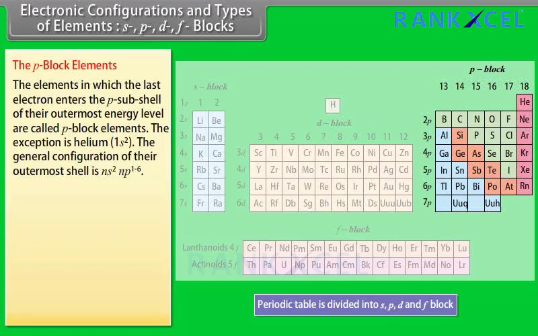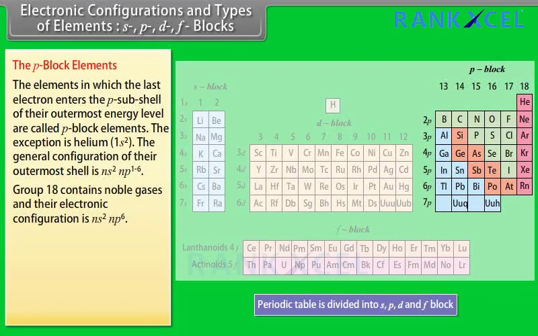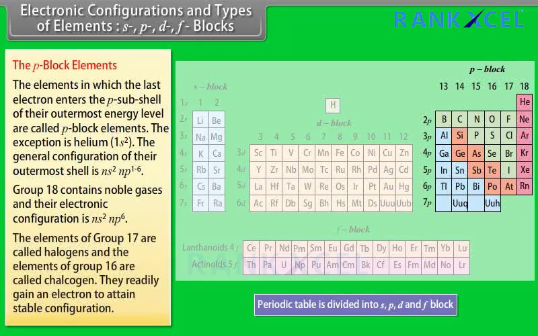The exception is helium. The general configuration of their outermost shell is: Group 18 contains noble gases and their electronic configuration is: the elements of group 17 are called halogens and the elements of group 16 are called chalcogens. They readily gain an electron to attain stable configuration.